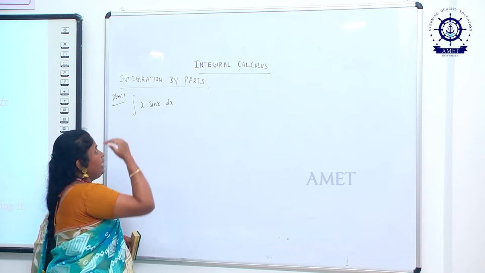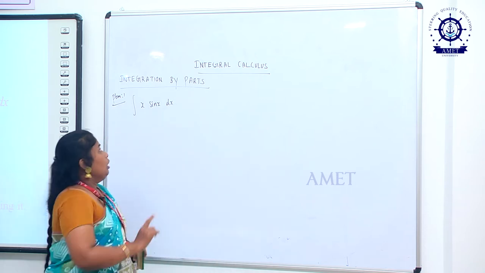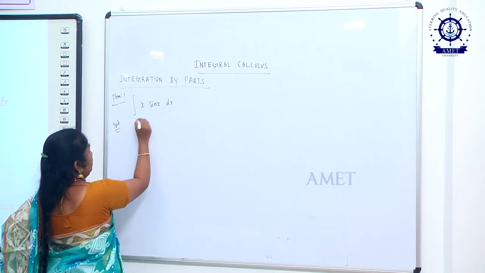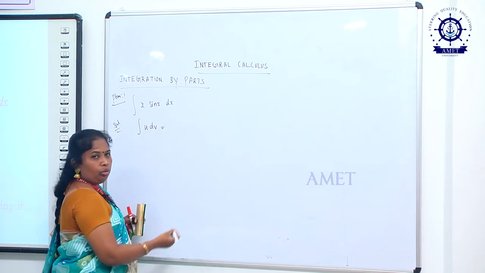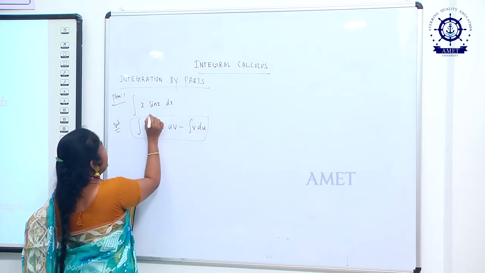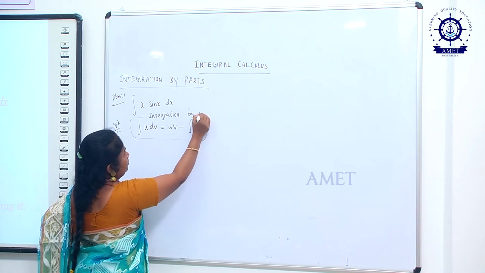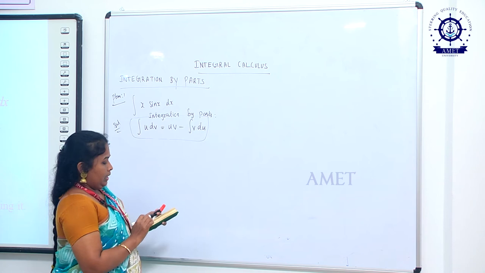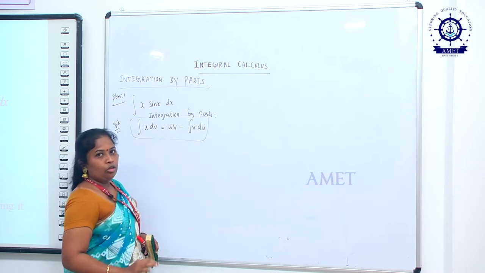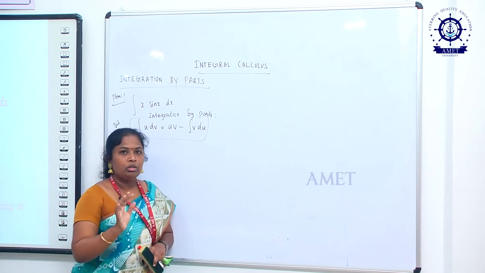Here, in x sin x, a product of algebraic and trigonometric functions will appear in this problem. So already we know the formula. The integration by parts formula is integral of u dv equal to uv minus integral v du. It is the formula of integration by parts. For the formula's purpose, we want u and dv. So how to select u and dv in this combination? In this place we have to use the ILAT method.